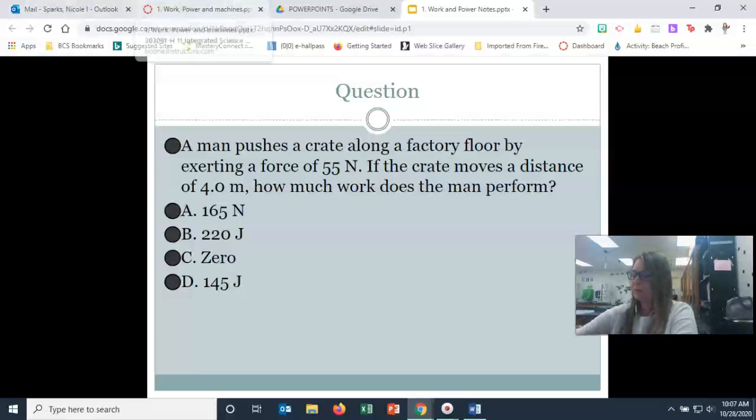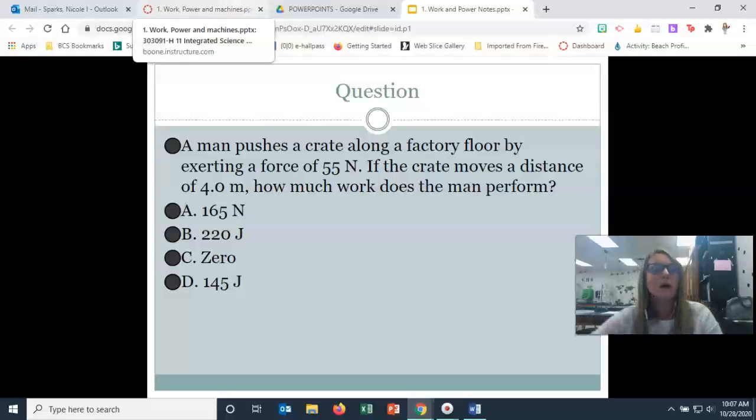So this one says a man pushes a crate, and I'm going to erase my T chart as I'm trying to read. Double tasking doesn't always work. There we go. All right, a man pushes a crate along a factory floor by exerting a force of 55 newtons. So the force is 55 newtons. And he is pushing the crate at a distance of 4 meters.